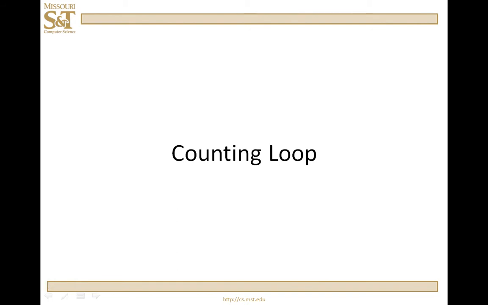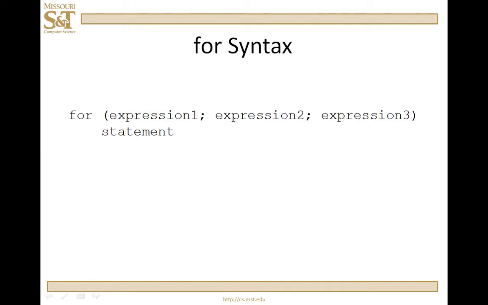Okay, in this lesson, we're going to take a look at the one counting loop in C++, and that is the for statement. So let's take a look at the syntax for the for statement. The for statement looks like for, and then a sequence of expressions in parentheses, followed by statement, and that is the body of the loop. Statement is what is going to be repeated multiple times.